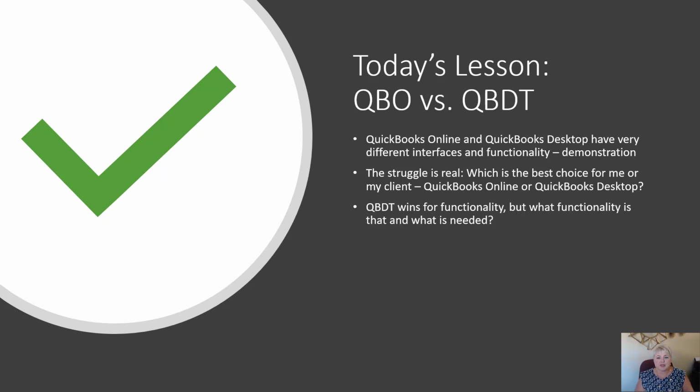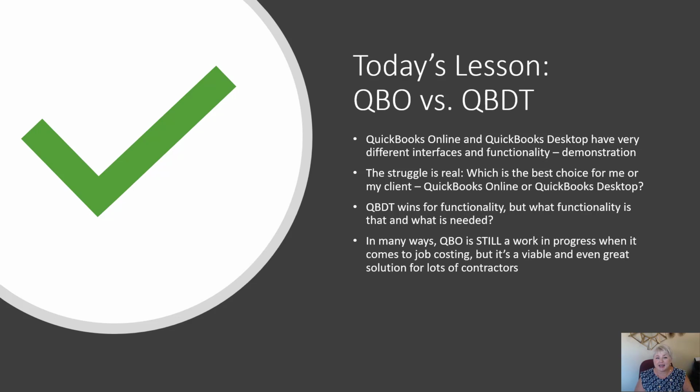At this time, I'll just say right up front that QuickBooks Desktop is definitely the winner for functionality. But the thing is, what if you don't need that functionality? What is it that you would be missing or compromising? And there are some really specific things that can help you make the best decision. Job costing in QuickBooks Online, I still think is pretty much a work in progress, but it's reached a point that it's pretty viable and even a great solution for a lot of contractors.